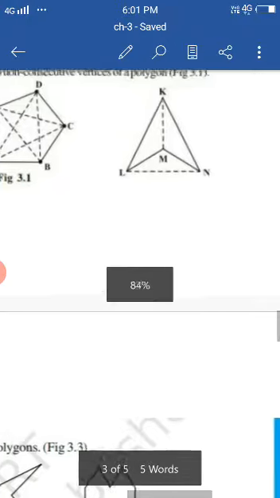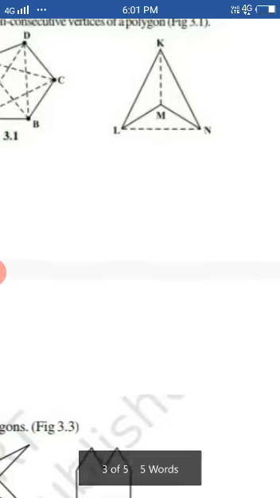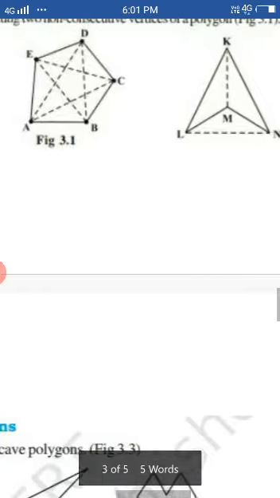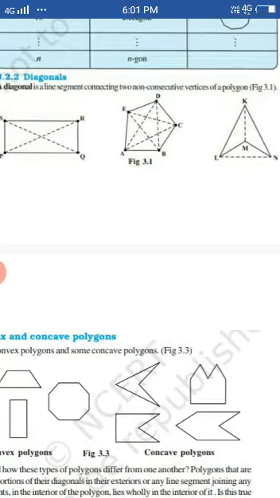But the last one, you can see the diagonal LN, which is outside the quadrilateral. So which type of polygon is this? This is a concave polygon. Okay, the first two are convex polygons and the last one is a concave polygon.